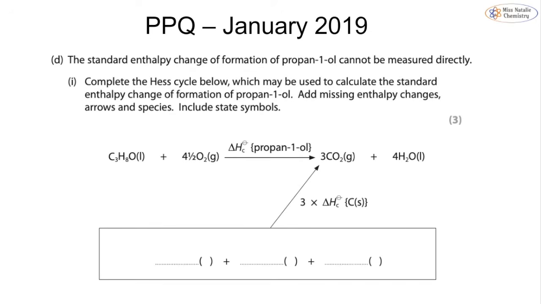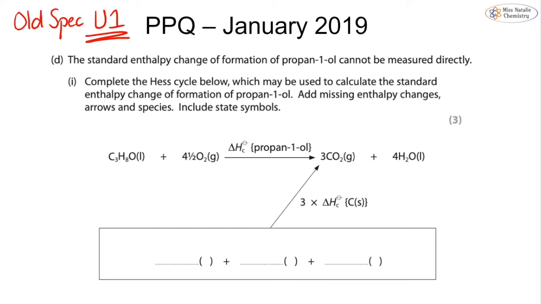So let's look at a past paper question. This is from the January 2019 paper. Now remember, in the old specification, if you are using old spec past papers, these are all in Unit 1, because energetics used to be part of Unit 1. You will not find energetics questions in Unit 2. So the standard enthalpy change of formation for propan-1-ol cannot be measured directly. Complete the Hess's cycle below to calculate the standard enthalpy change of formation and add all of the missing enthalpy changes, arrows, and species.